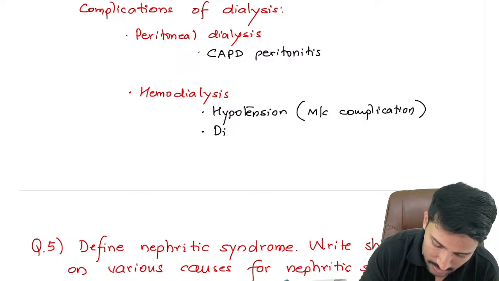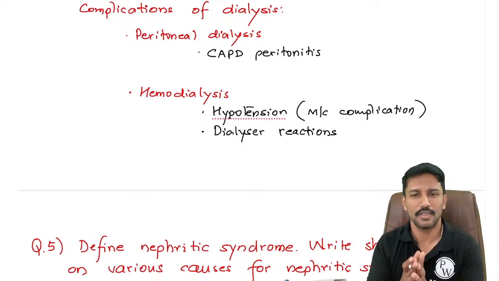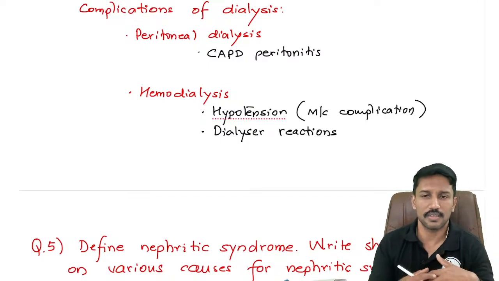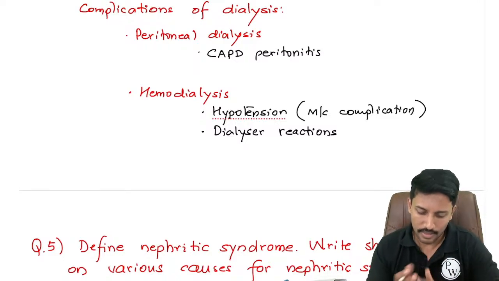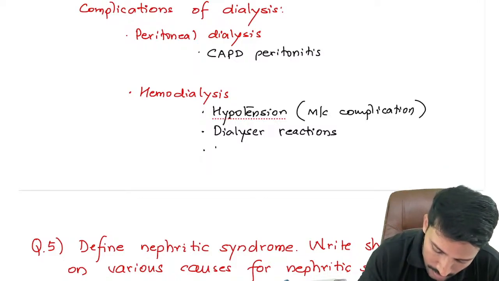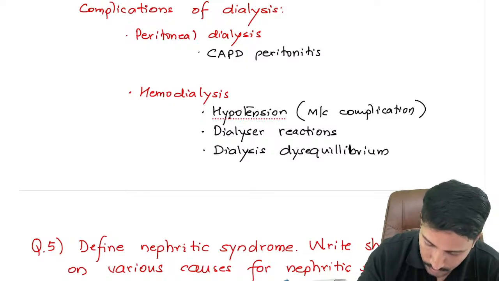There is something called dialyzer reactions. There are different types of it. Right now, no need to bother about it. Just remember, the patients can experience certain reactions when they are going through dialysis. We will call them dialyzer reactions. Okay. The third one, there is something called dialysis disequilibrium syndrome.